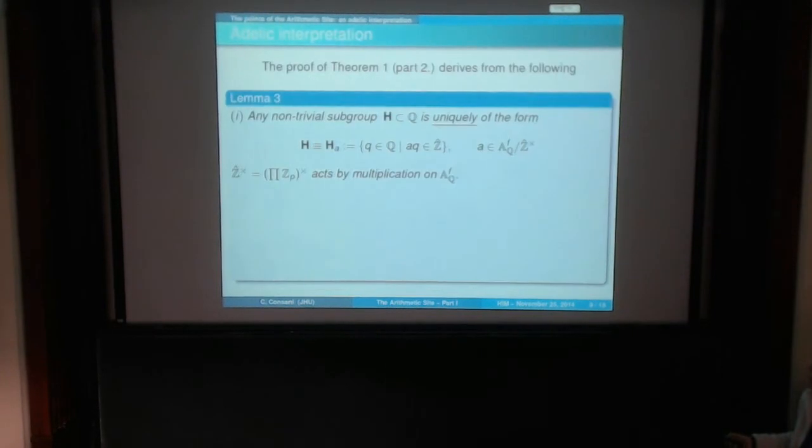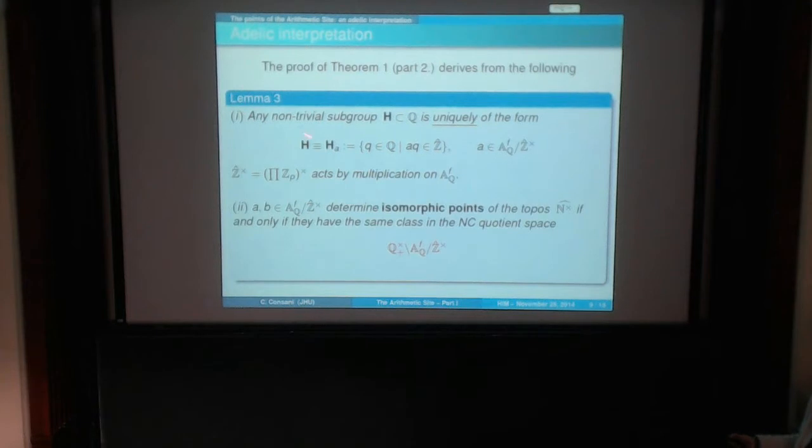So, remember the second part of Theorem 1 is about the isomorphism classes of this point, which are in one-to-one correspondence with the points of this chunk of the Adele class space. Lemma 3 helps here, and says that this is the main fundamental fact: any non-trivial subgroup of Q is uniquely of this form. So I have to describe what the Adeles are here. In the next slides, you'll see the definition of the Adele which corresponds to this given H. And A and B determine isomorphic points of the topos if and only if they have the same class in the non-commutative space, so let's mod out by Q cross plus. This part is because one looks at isomorphism classes. Now let's see the definition of the Adele.